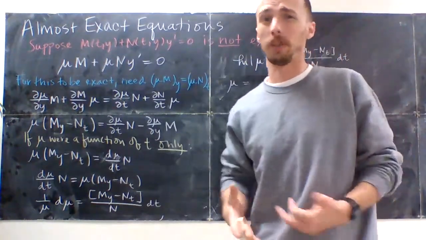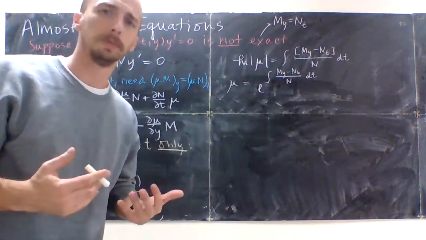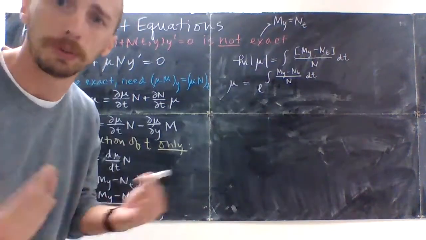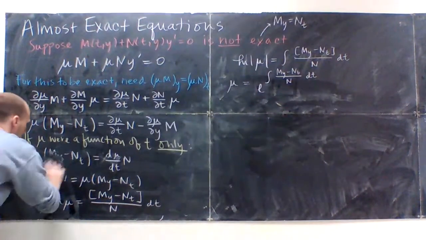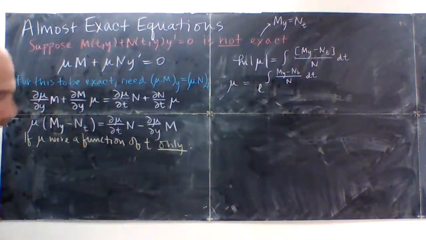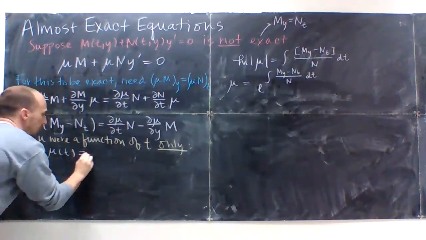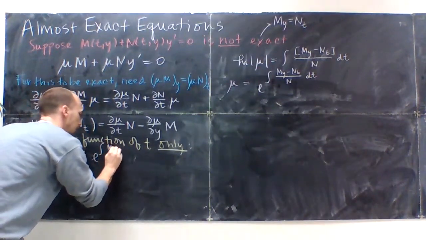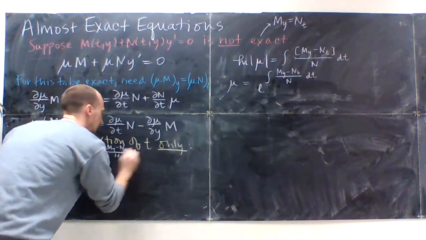And then I'm going to actually do the same thing for if it was a function of y only, just so I'm not going to leave anybody behind. I mean, it is very similar, but there is a slight difference in the formula, so I just kind of want to show you where that comes from. So, okay, I'm going to clear this out. Put the formula. If mu were a function of t only, mu of t equals e to the antiderivative of my minus nt divided by n dt.